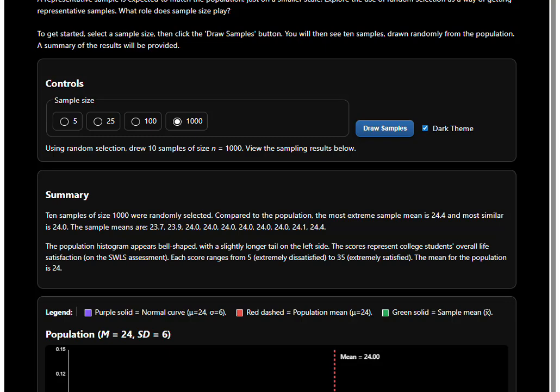A great way to get a representative sample is to use random selection, but it's not perfect. It is helpful in reducing bias. And as you increase your sample size, it does a much better job. Let's start off by taking a look at a sample size of 5.